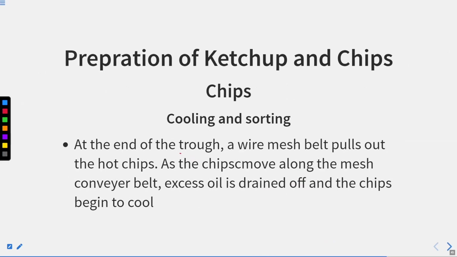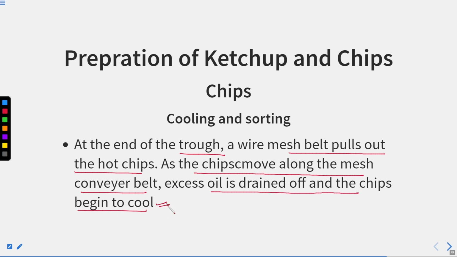At the end of the trough, a wire mesh belt pulls out the hot chips. As the chips move along the mesh conveyor belt, excess oil is drained off, and the chips are allowed to cool at that time.